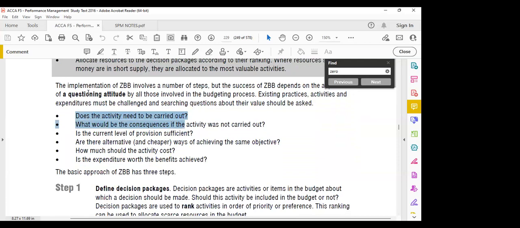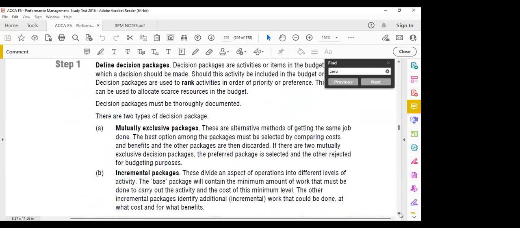They say that ZBB is a questioning attitude. Does the activity need to be carried out? Number 2, what would be the consequences if the activity was not carried out? Is the current level of provision sufficient? Are there alternative and cheaper ways of achieving the same objective? And how much will the activity cost? Is the expenditure worth the benefits achieved? All those. So you need to talk about those for purposes of implementation and go through that.